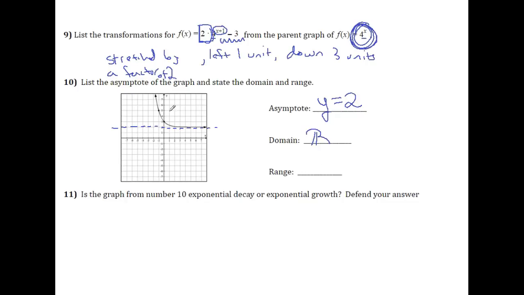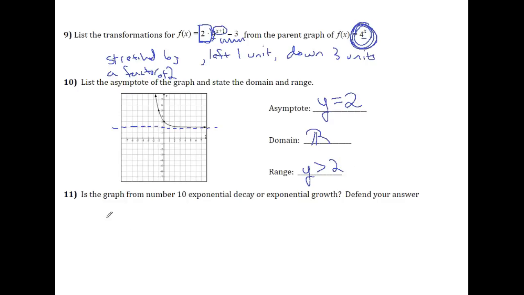And the range, I can definitely go up forever. As I start to come down, the whole idea of this asymptote is that we approach it, but we never really reach it. So basically, I can go up forever, but not down forever. I can never reach or be lower than 2.